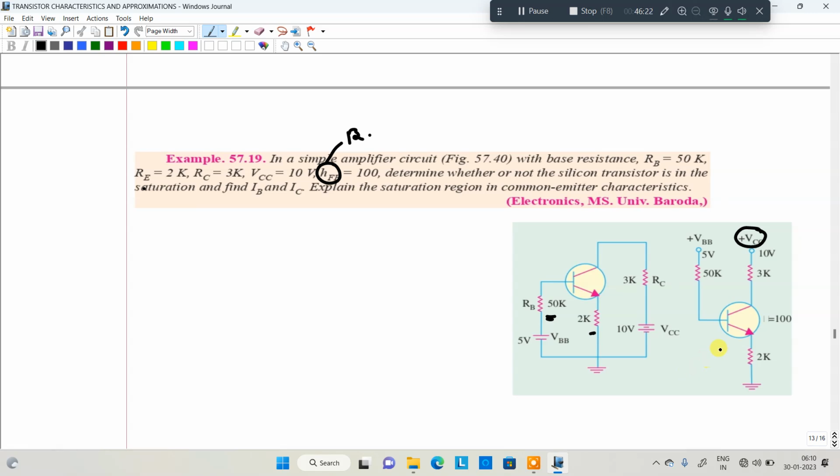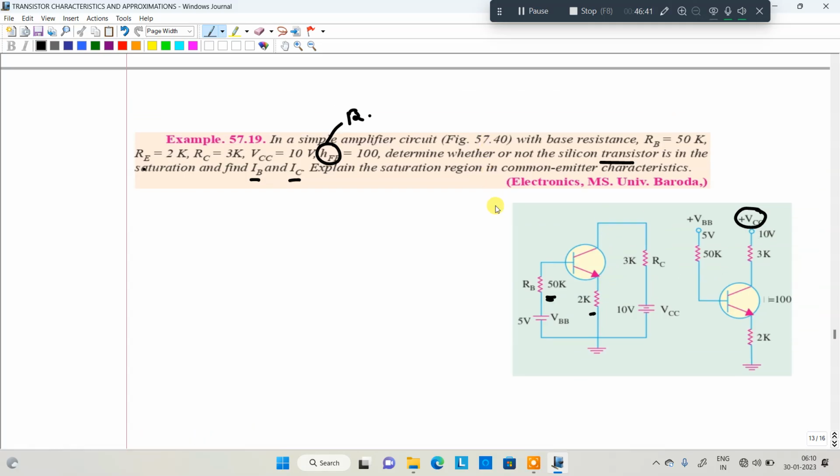So determine whether or not the silicon transistor is in saturation, and find IB and IC, and explain the saturation region in common emitter characteristics. This is about the problem, but if you are attending an objective exam, I will straightforwardly explain what is required from the examination point of view. So whether it is saturation or not, we have to identify. If you want to identify that, you need to identify the VCE value. So first of all, you want to find out the VCE. What parameters are required?